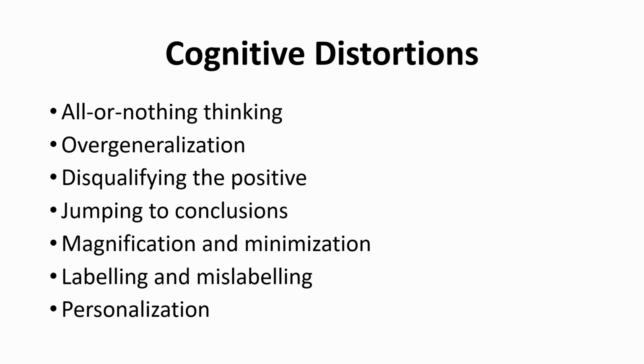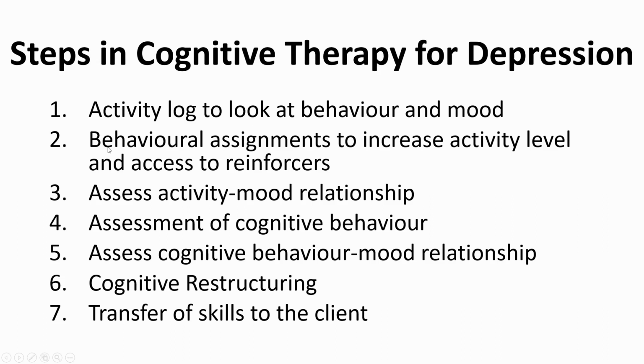And the last being personalization. This would be the assumption that bad events are coming from you. You are the cause of these negative events, even if there is no evidence that you are responsible for those bad things happening. So these are a subset of possible cognitive distortions that you might see in individuals that are displaying disordered thinking or irrational thinking.